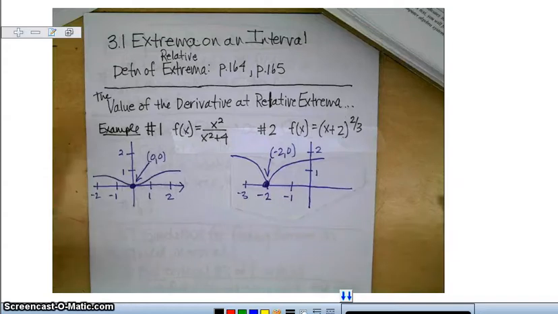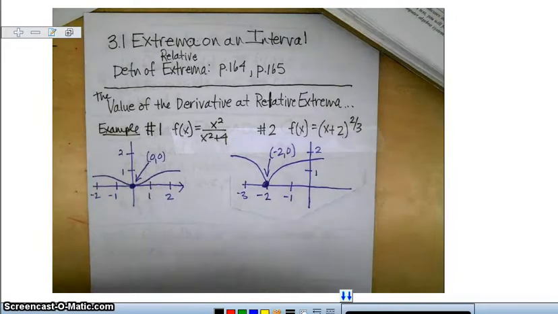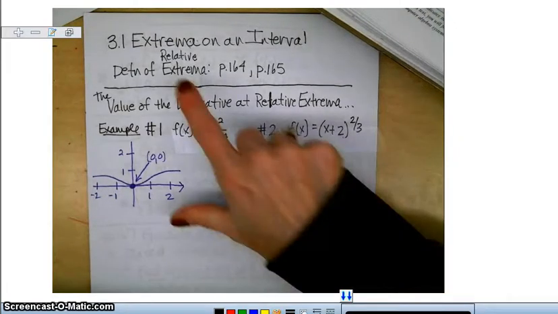Alright, I thought I'd make a video for you for 3.1. Maybe it's a little bit shorter than the one that you're currently going to be watching. But this is another explanation of 3.1, Extrema on an Interval.